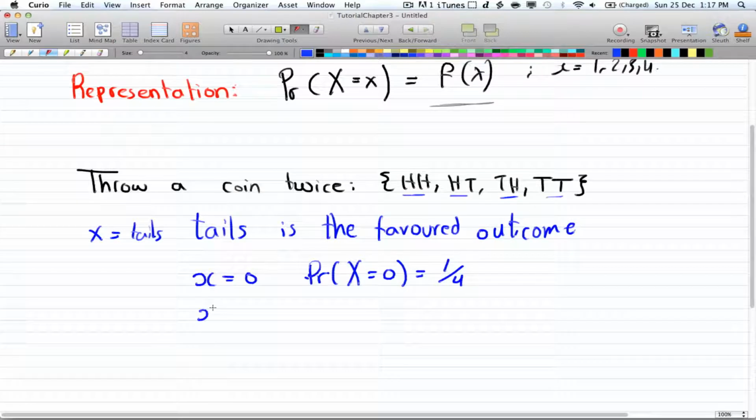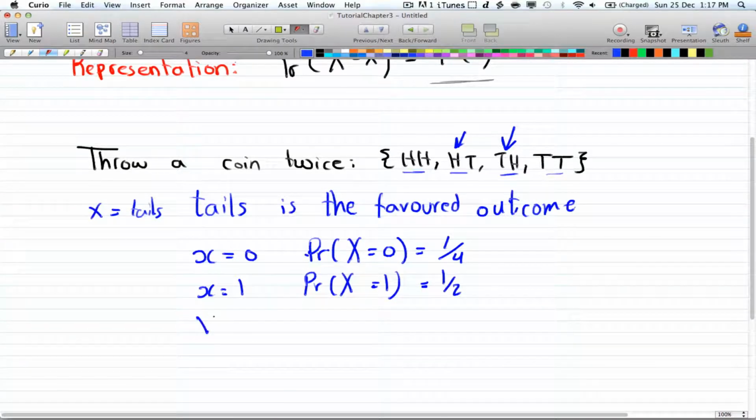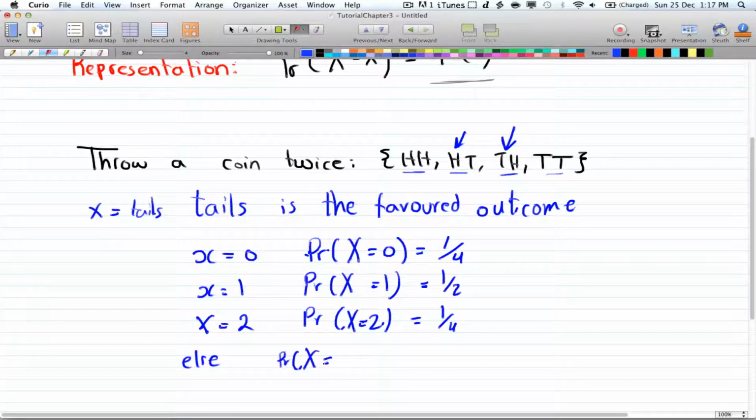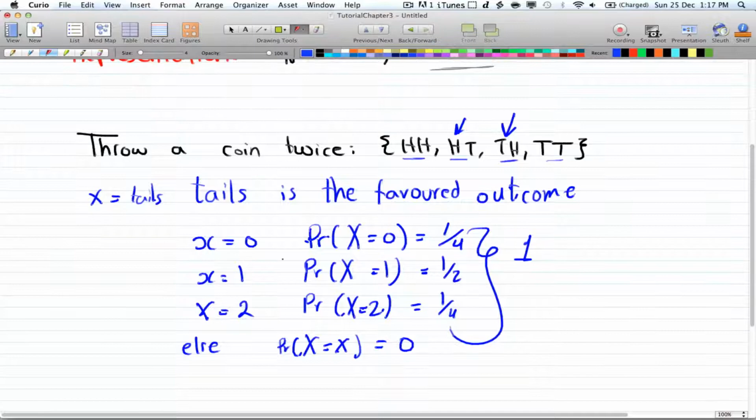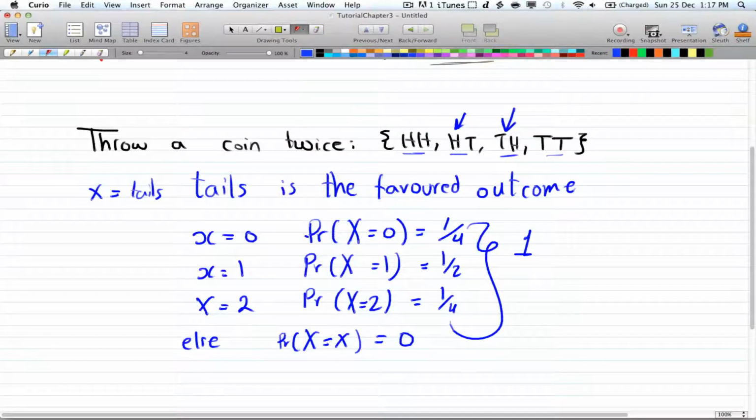The probability that x is equal to 1, so here you have 1 tail, is 1/2. And the probability of x equals 2 is equal to 1/4. And else, the probability of x equals anything else is 0. Notice that all of these sum up to 1. So the probabilities in the end must sum up to 1. And this is discrete random variables.